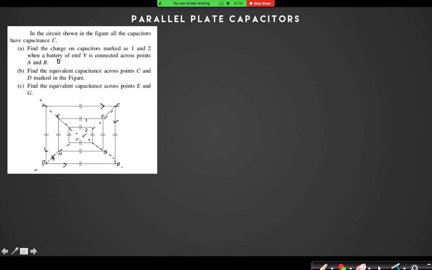So will there be any current in this DH branch and CF branch? No. So if you just eliminate these two branches, you can see this circuit will be isolated now. Yes or no? Understood. If this is isolated, then there is no current anywhere in this.